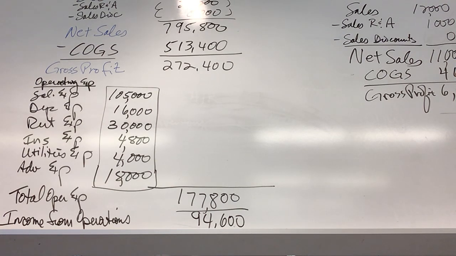This is the one that students, I should have done that in blue. Should have done these two in blue. These are the ones, this is the one that students don't remember: income from operations, or operating income.